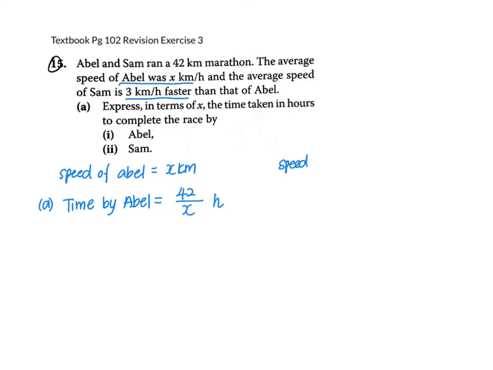Now the speed of Sam is 3 kilometers faster. So that will be 3 kilometers faster than x itself. So x plus 3 kilometers per hour. And we know that the time by Sam, in this case, will be 42 over x plus 3 hours. Now let's use the following expressions to solve the next part of the question.